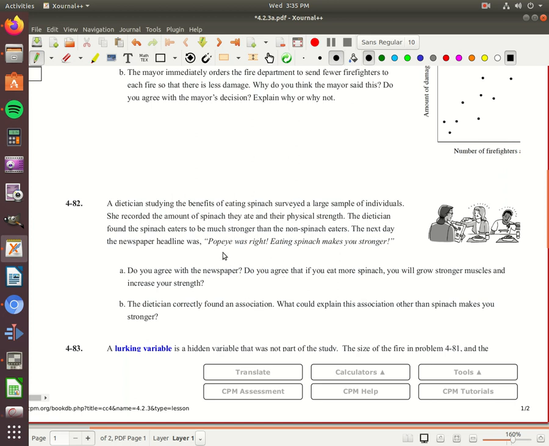A couple things. First of all, I don't even know if you people know who Popeye is anymore. Google it if you don't. It was an old cartoon. He would eat spinach and used it essentially as steroids.